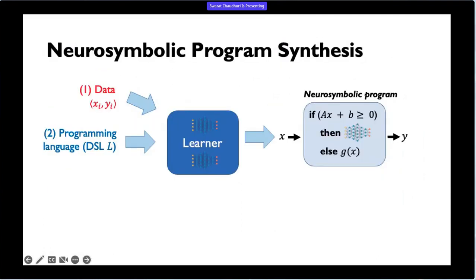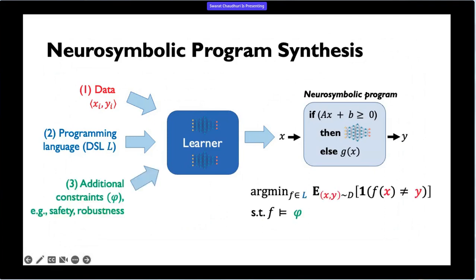Okay, so let's not talk about program synthesis. Let's just make this concrete. So the deep learning picture, or the machine learning picture, was that I have data, I have a learner, and the learner gives me a function or a model out of the data. So now I have, in addition to the data, also a programming language. This is the DSL. And I could also have some additional constraints. These could be all of the formal specifications that we love in the PL community: safety constraints, robustness constraints, temporal logic constraints, all of that.